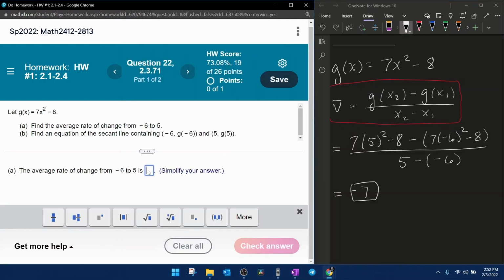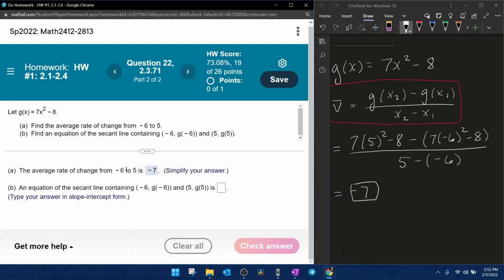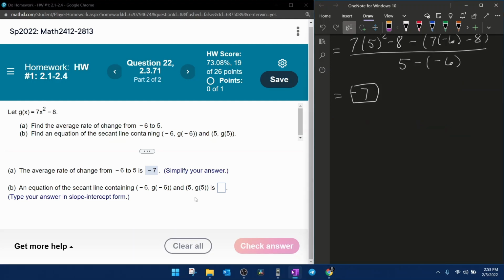So inputting that into MyLab Math to check and see if we're right. Bam. Now it wants an equation of the secant line containing these particular points. So if you think back to your college algebra, we've got a formula: y minus y1 equals m times x minus x1. So we're going to say y minus y1 would be g of -6.